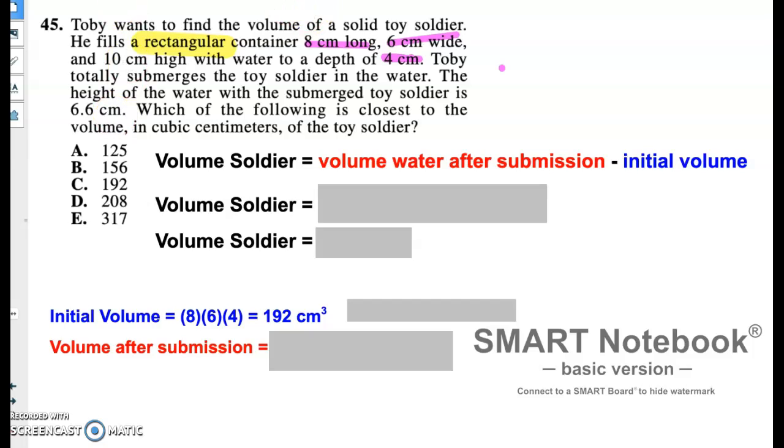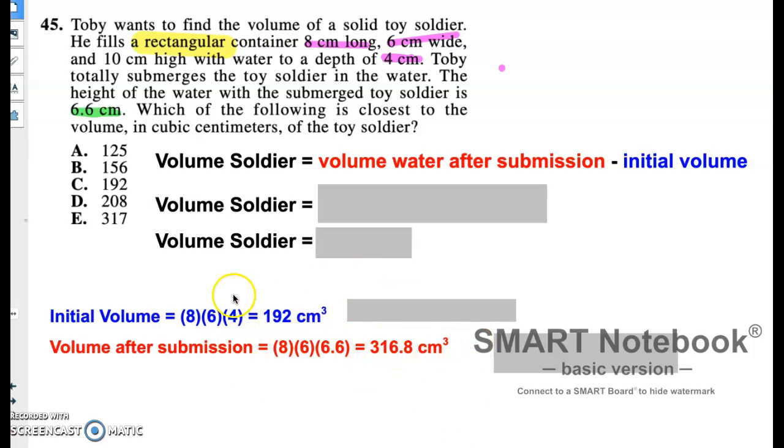Then after he sunk the toy soldier in the water, the length and the width don't change, but the depth does. The height of the water does change. Now, the height of the water is 6.6 centimeters. So to find the volume after the soldier is in the water, you're going to do 8 times 6 times 6.6. And then there we get 316.8 centimeters cubed.